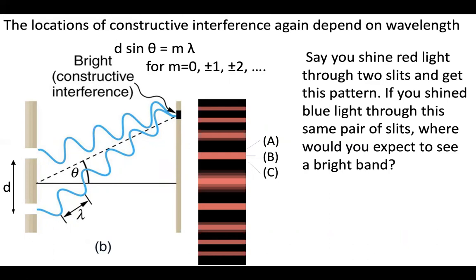So, another concept problem to consider. Say we shone red light through this thing and got this fringe pattern. So here are places where there's constructive interference, and the dark bands are where there's destructive interference. Now we're going to use the same setup with the same separation, but now send blue light through. Where do you expect to see a band? Do you expect to see a band here, right on top where the red band was?